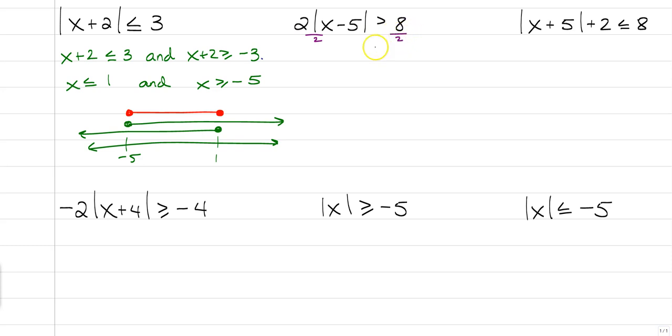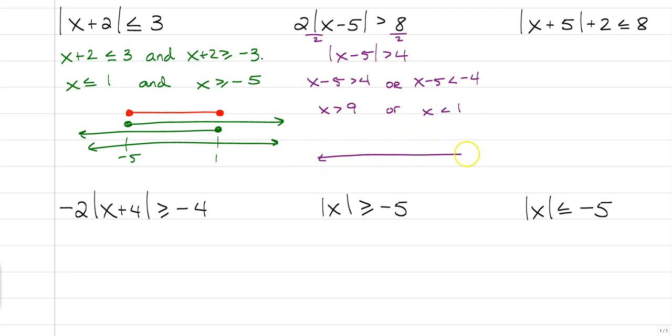Next example, the first thing you have to do is divide by 2, just like we did when we were solving equations. So that's going to give you the absolute value of x minus 5 is greater than 4. Now that we have the absolute value by itself, we have x minus 5 is greater than 4. Or, since this is a greater, x minus 5 is less than a negative 4. And just solve again. X has to be greater than 9, or x has to be less than 1 after you add your 5 to both sides.